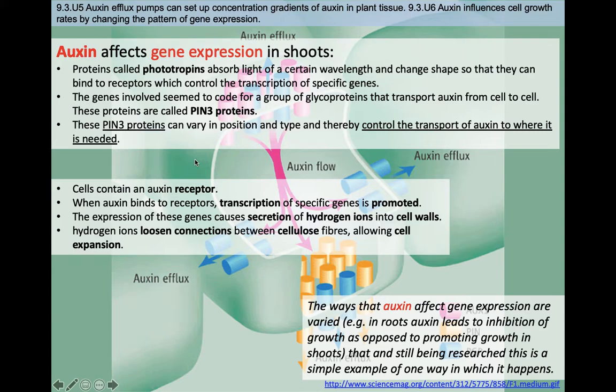I haven't really seen this whole PIN3 protein thing in a question, but you do need to know it when you are describing phototropism, like when you talk about what auxin does. I mentioned before that it causes elongation of the cell. Well, it does this by, once it binds to a receptor, causing transcription of genes. And these proteins that are produced cause the secretion of hydrogen ions into the cell wall, which essentially makes it more loose and flexible, and this is what allows the cells to elongate.